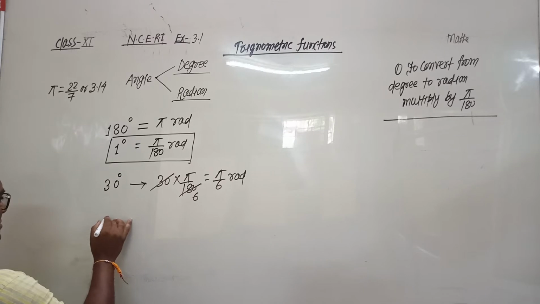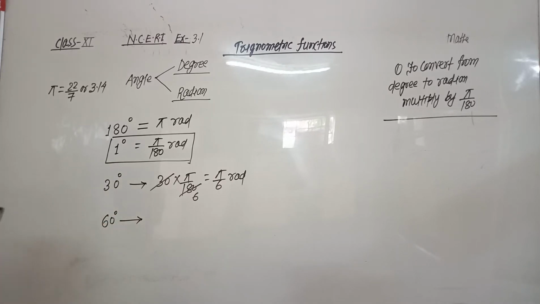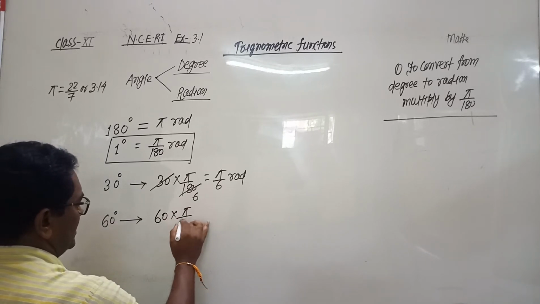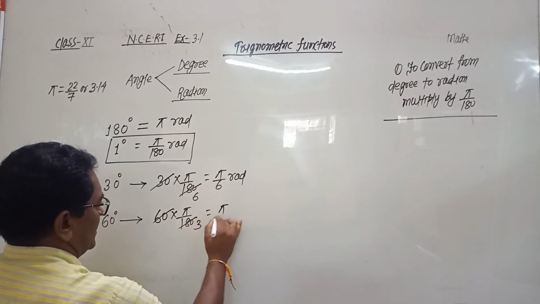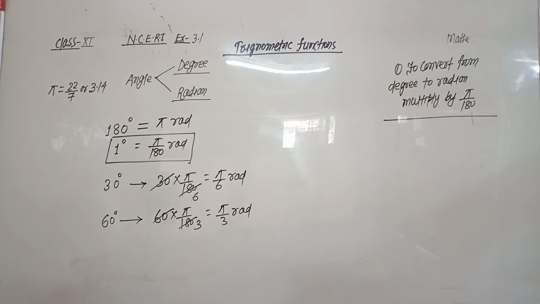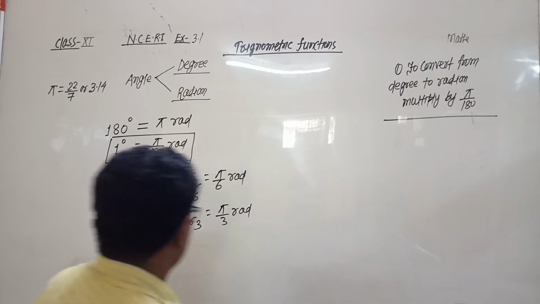Suppose there is 60 degree and you have to convert it into radian. So multiply by pi by 180. So 60 into pi by 180, we get pi by 3 radian. So this is the way to convert from degree to radian: we multiply by pi by 180.